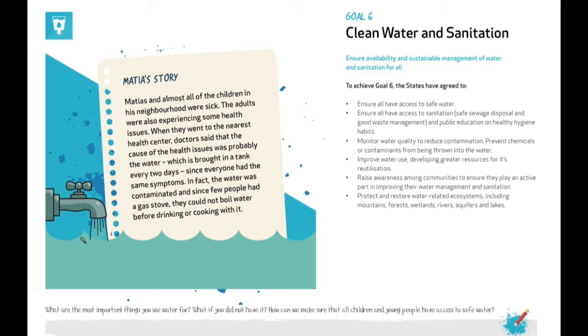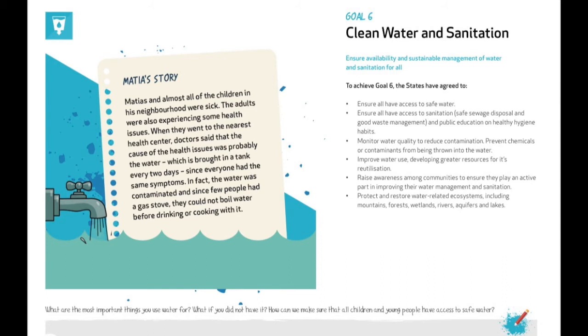UN Sustainability Goal number 6, clean water and sanitation. Ensure availability and sustainable management of water and sanitation for all. This story is unfortunately all too common around the world. Mattia's story. Mattia and almost all the children in his neighborhood were sick. The adults were also experiencing some health issues. When they went to the nearest health center, doctors said that the cause of the health issue was probably the water, which is brought in a tank every 2 days. Since everyone had the same symptoms. In fact, the water was contaminated, and since few people had a gas stove, they could not boil it before drinking or cooking with it.